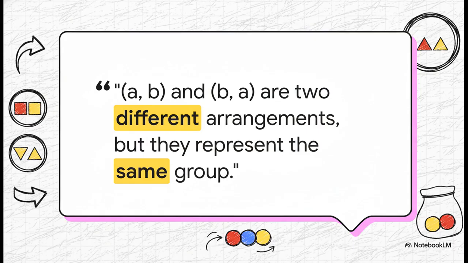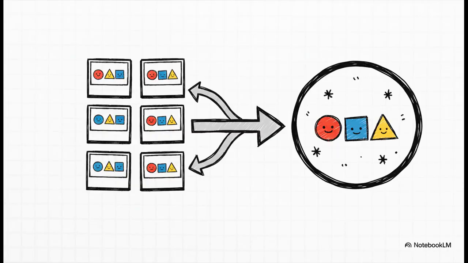As a permutation, an arrangement, AB is totally separate from BA. But as a combination, as a group, they are exactly the same thing. It's the group of A and B. That's it. So let's go back to our 3 friends, Suresh, Ramesh, and Mahesh.